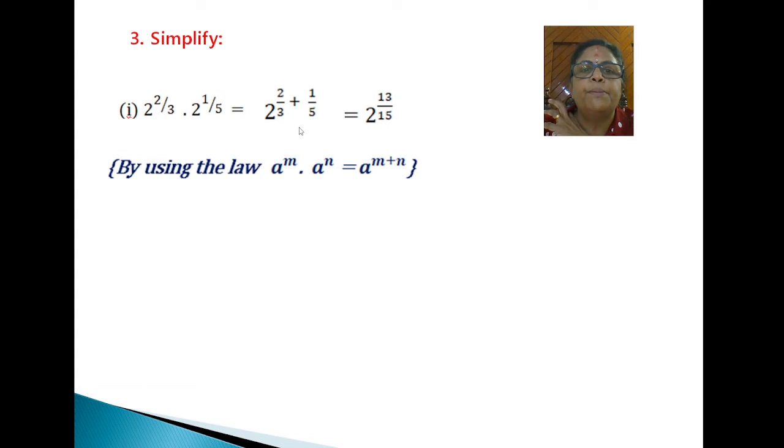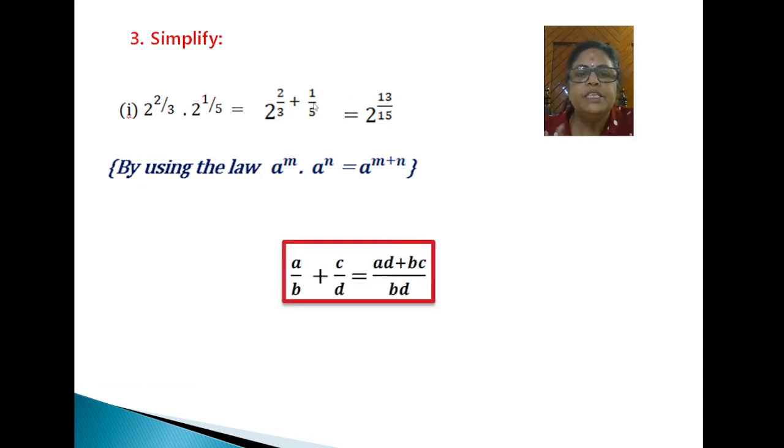So how did we solve m plus n? 2 by 3 plus 1 by 5. A by b plus c by d is equal to ad plus bc divided by bd. So you will get 2 by 3 plus 1 by 5 is a into d, that means 2 into 5, plus b into c.